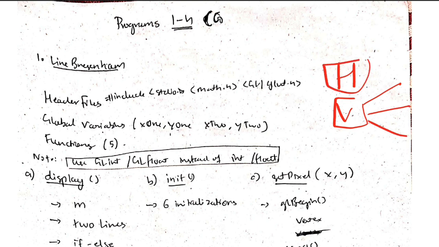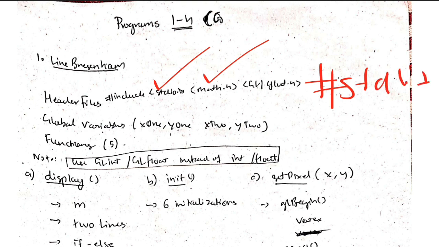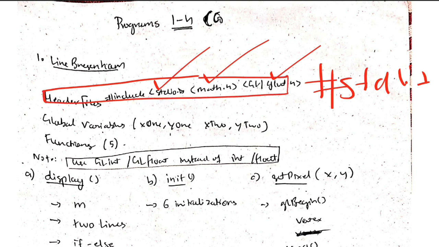Header files are these 3 header files you need to keep in mind. Hash include stdio.h, math.h, also stdlib.h. I forgot to mention stdlib also. Okay, stdlib.h as well as gl/glad.h. These are the header files which you have to include in the first part of all the programs.